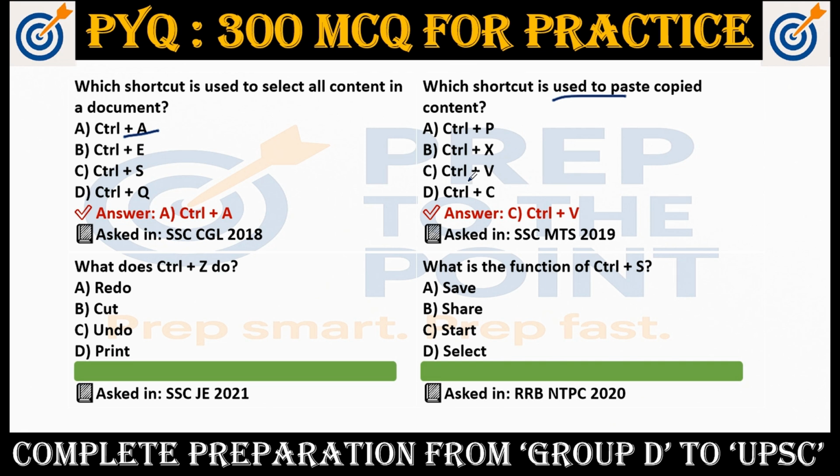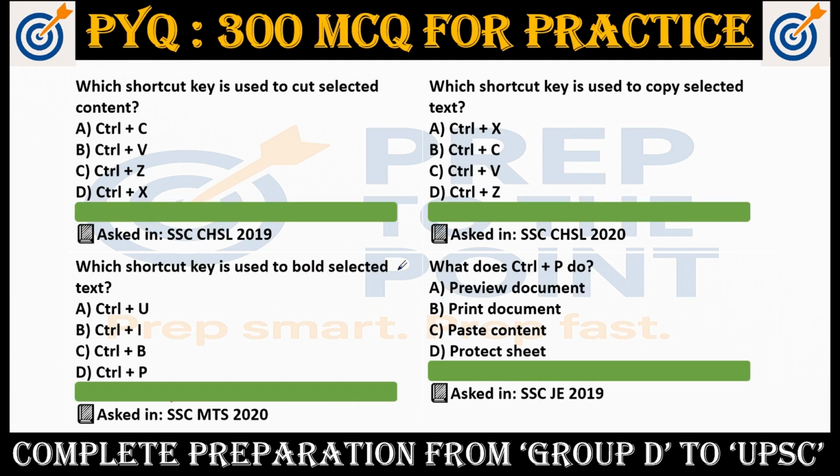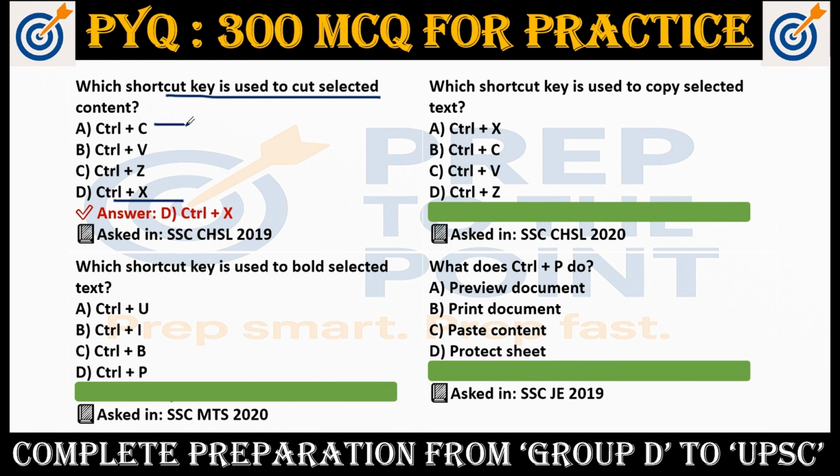Which shortcut is used to paste copied content? Control V. What does Control Z do? Undo. Control S for save. Which shortcut key is used to cut selected content? Cut, Control X. Control C copy. Control V paste. Control Z undo. Control X cut. Which shortcut key is used to copy selected text? Control C.